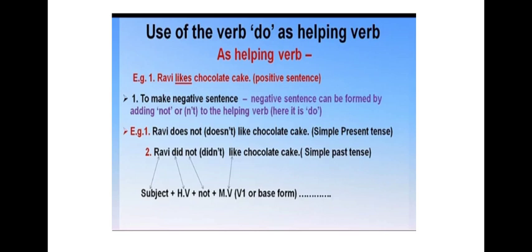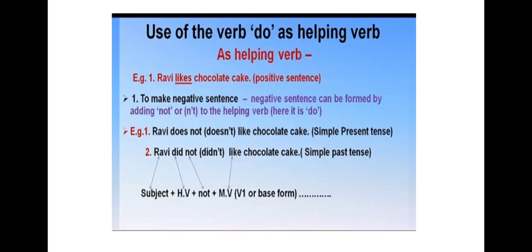For example, a negative sentence can be formed by adding not or n't to the helping verb. Here it is do. So in the positive sentence, the sentence is Ravi likes chocolate cake. In the negative sentence, how would it become? Like I told you, Ravi does not or doesn't like chocolate cake. Now this one is in the present tense. It is not in the past tense, not in the future tense, but it is talking about the present time, right? Ravi does not like chocolate cake.